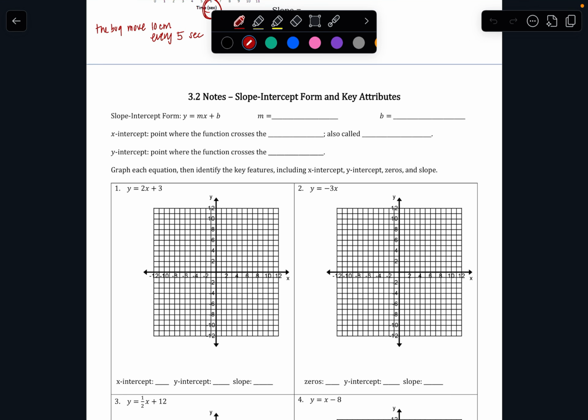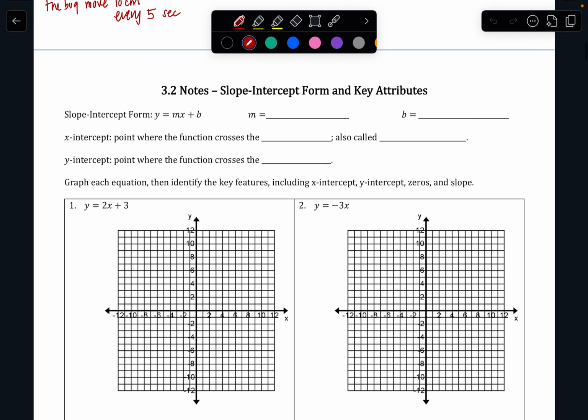All right, in this video, we are going to look at slope-intercept form, graph, and identify key attributes. So first of all, slope-intercept form is y equals mx plus b. The m is your slope. And the b is your y-intercept.